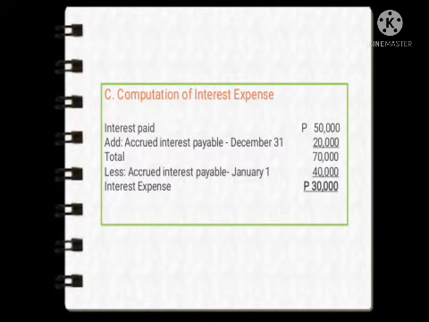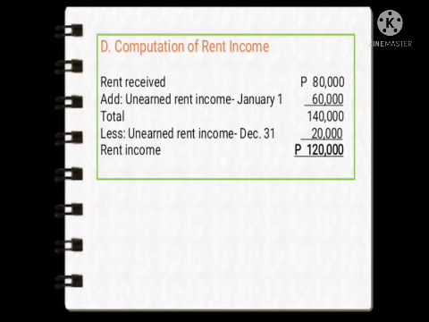Next is compute the income other than sales, which is the rent income. First is the rent received, which is 80,000. Add the unearned rent income at the beginning of the year, which is 60,000, is equal to 140,000 less the unearned rent income at the end of the year, which is 20,000. So the total rent income is 120,000.